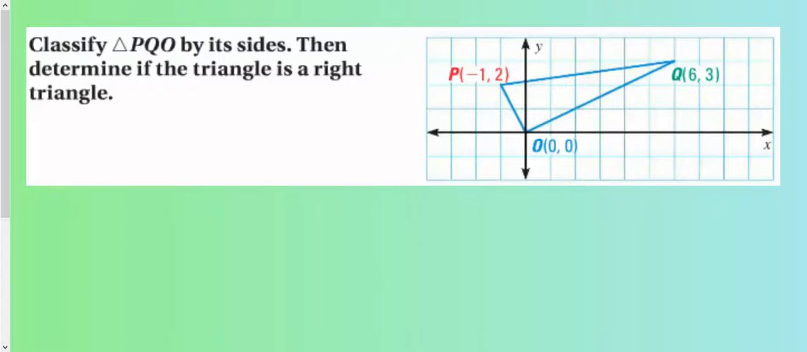I'm going to do this question with you guys in class. It involves the distance formula and perpendicular lines. So we'll save that for class.